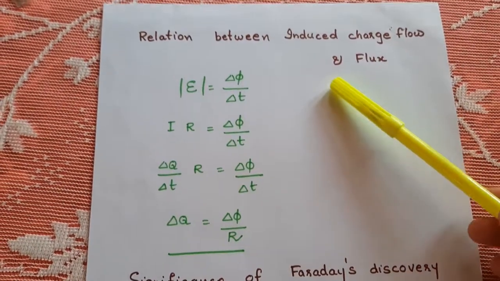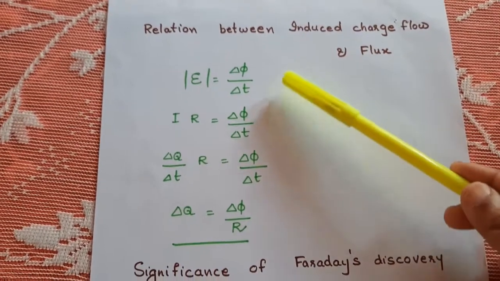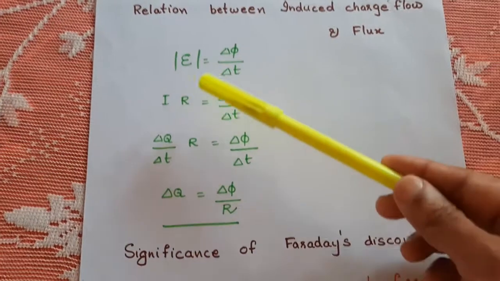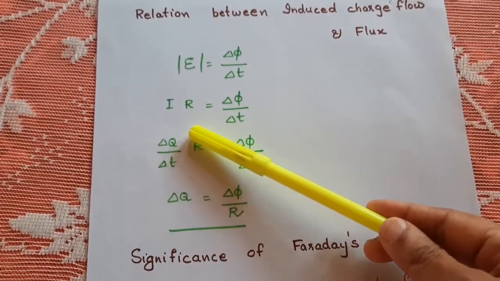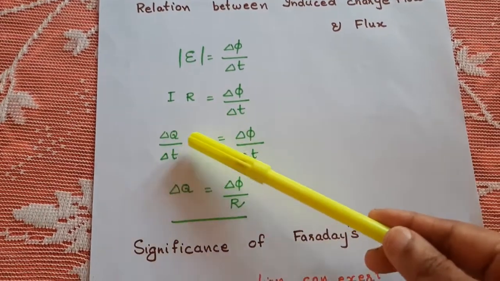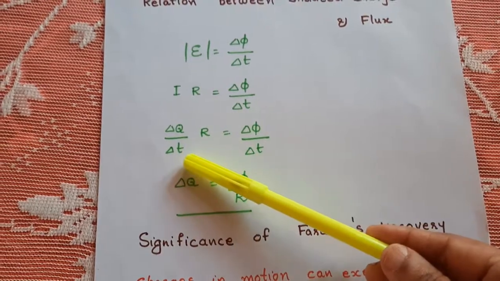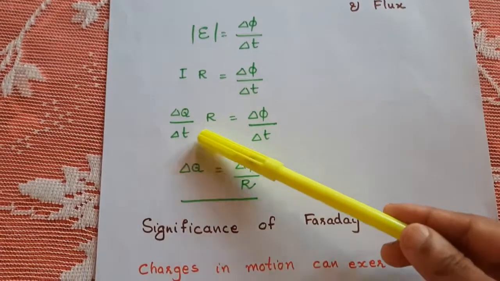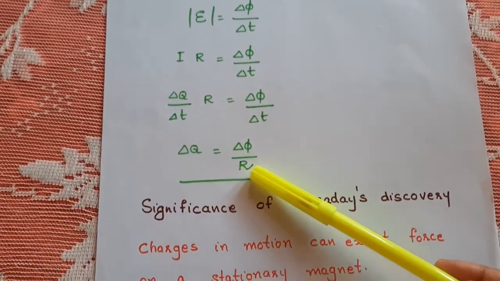Now let's see the induced charge. Induced EMF is the rate of change of magnetic flux. And EMF is equal to IR. And current is the rate of change of charge, delta Q by delta t. So we can write delta Q is equal to delta phi by R.